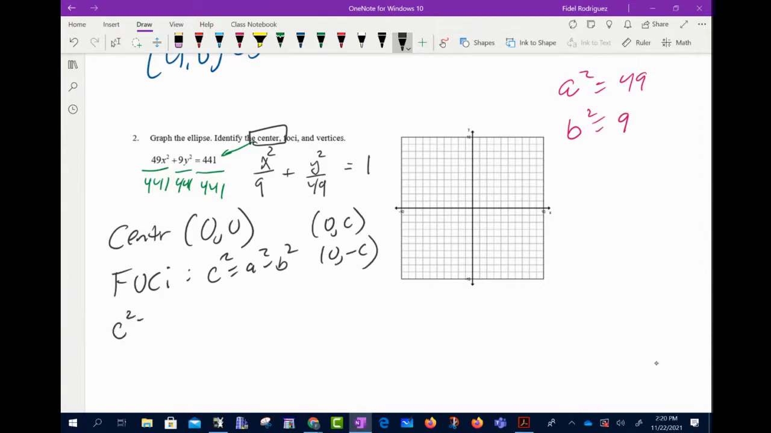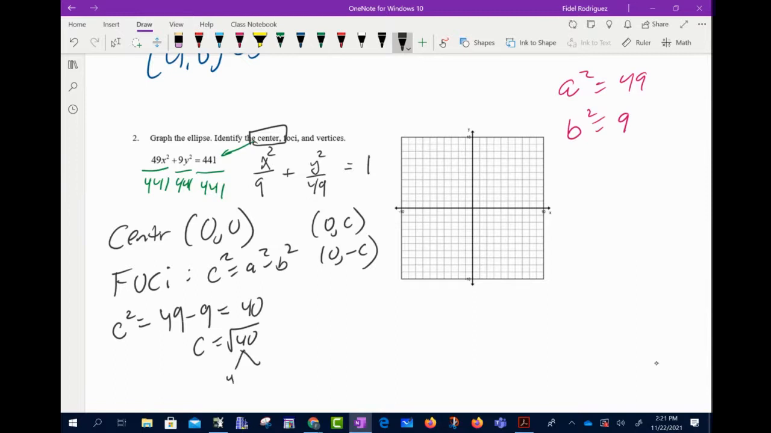All right, so let's see if we can do this. c squared equals a squared, which is 49, minus 9. So that's 40. So c has to be the square root of 40. And I bet you we can break up the square root of 40, right?